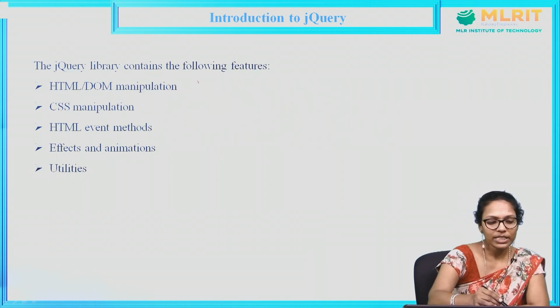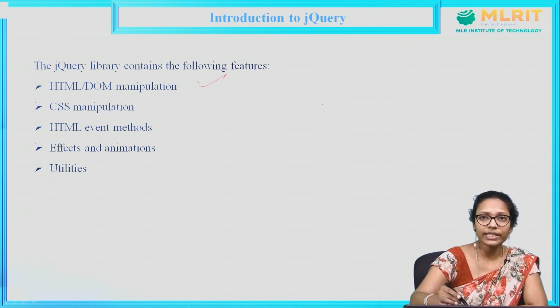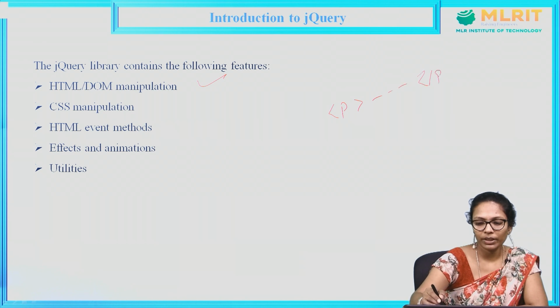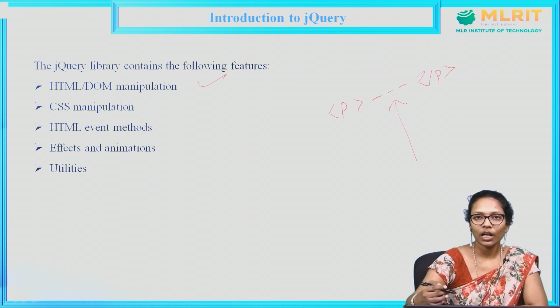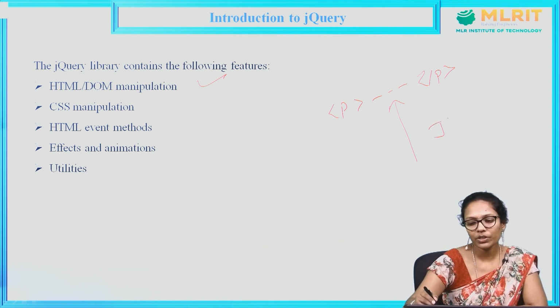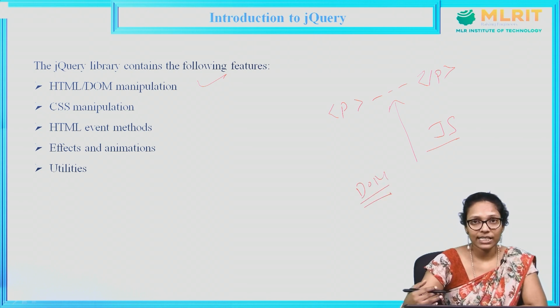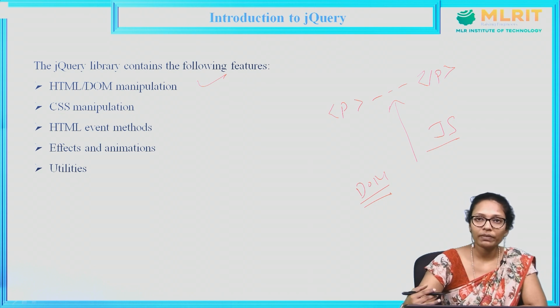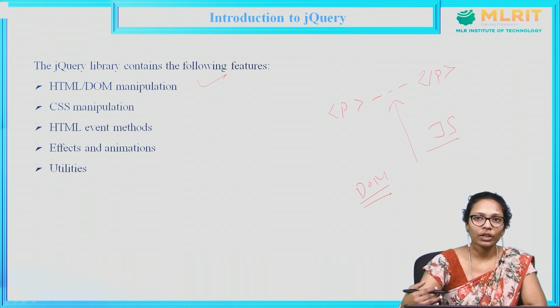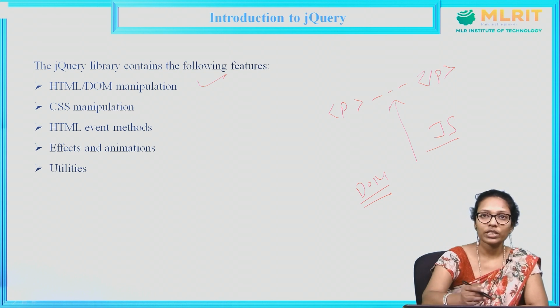It will do HTML and DOM manipulation. For example, I have some HTML elements, say a paragraph element, and I want to apply some actions on this. We know how to access this HTML document from JavaScript, using the DOM, the document object model. Here also, using that DOM, we can access the HTML part and modify it. We can erase the contents, we can update the contents, whatever you want, you can do all these things using jQuery also.